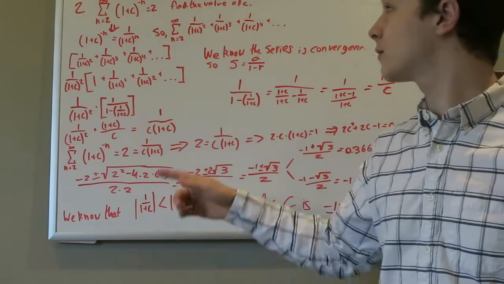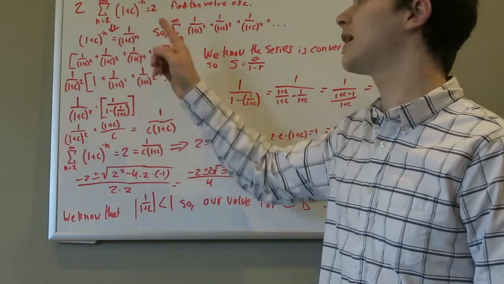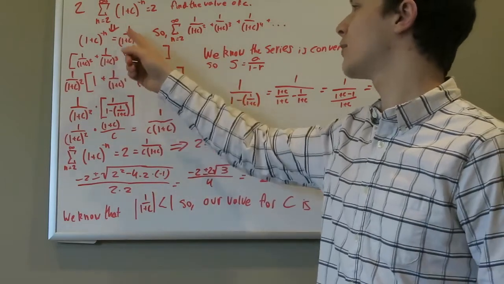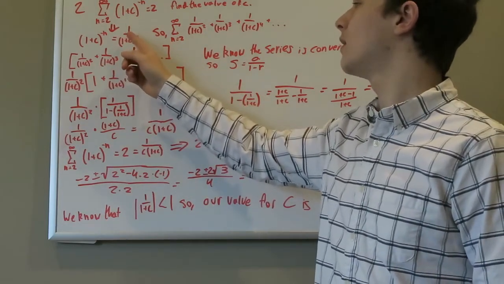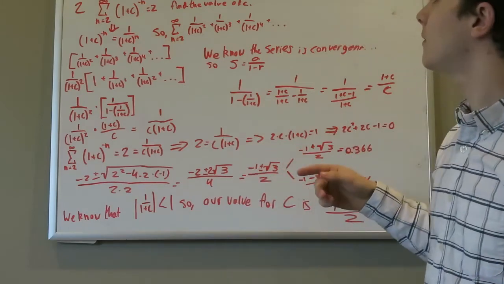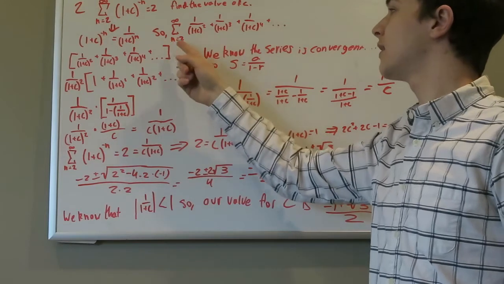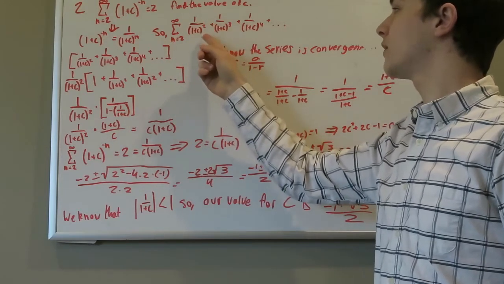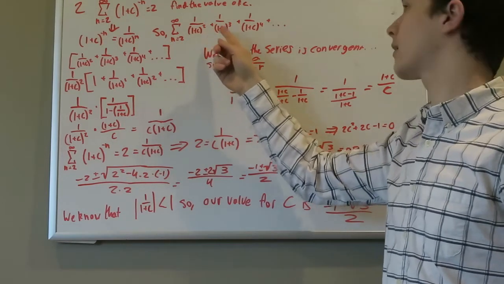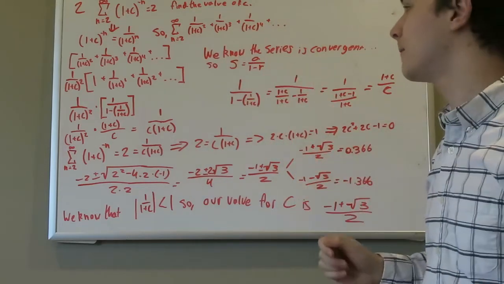To start this problem, I rearranged (1 + c) to the power of negative n. That's the same as 1 over (1 + c) to the n, positive n. It starts at 2, so I have 1 over (1 + c) squared, then to the power of 3, 4, and this goes on to positive infinity.